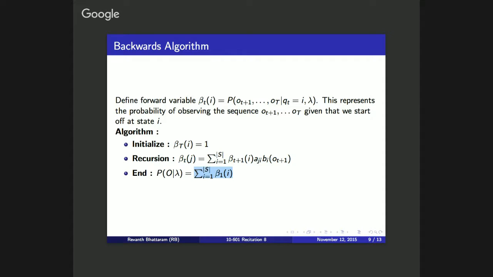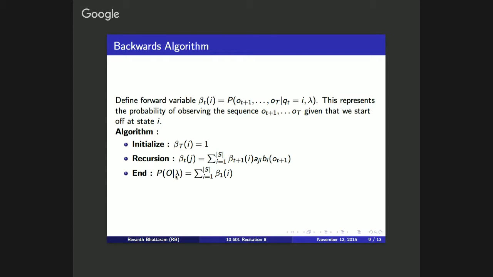And then in the end, similar to the forwards algorithm, we would look at beta 1 of I. So what is this? At the first time step, I start off in some state I. What is the probability that I will observe the right observation sequence? This is what we define our beta variable. Okay. So is this part clear?